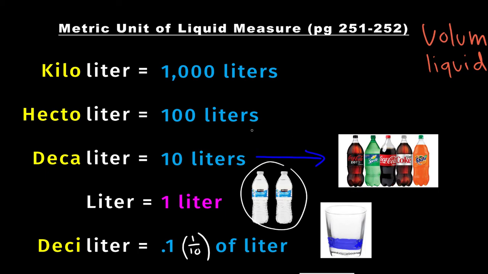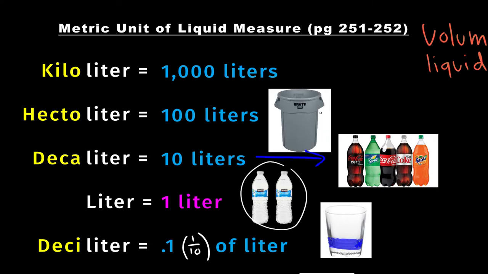All right. About a hectoliter, so 100 liters. If I had 100 liters, that's about that trash can we have in the dining hall. This big trash can. So if we fill this up with water to the very top, that's the equivalent of 1 hectoliter, or 100 liters.